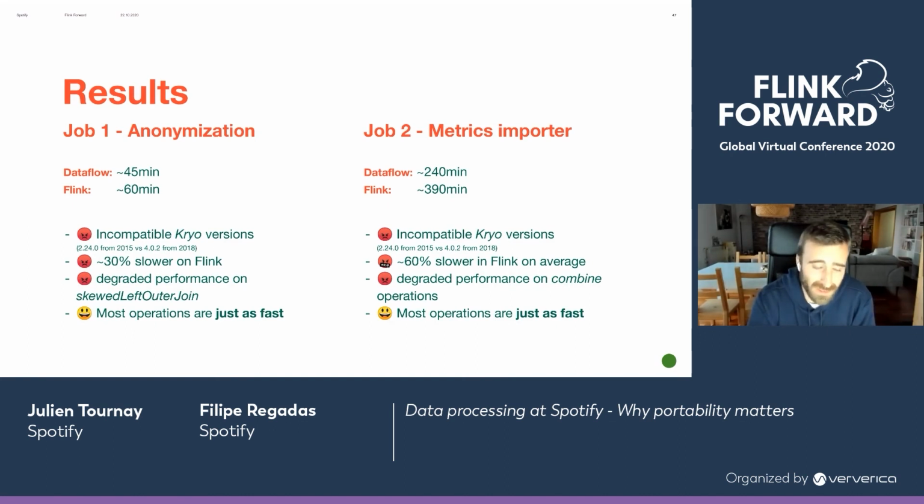We can see the thing that stands out right now is that the Flink execution takes a little bit more time than the Dataflow one. On job one, it's 30% more, and on job two, which is the more shuffle intensive job, it takes 60% more. But overall, they all faced kind of the same issues. We saw degradation on combined operations compared to the Dataflow runner. But the other ones were just as fast. So we're kind of happy with these results.